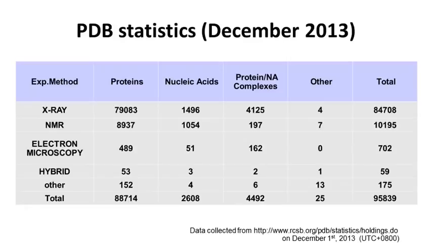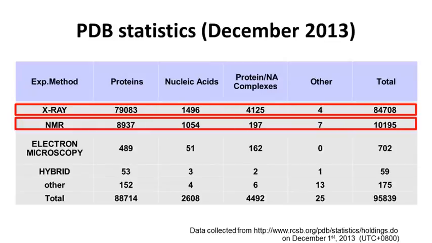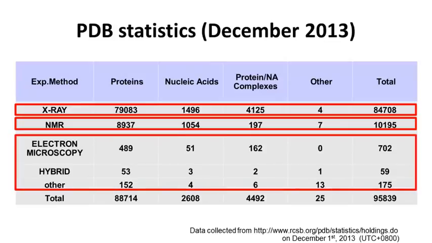As of December 2013, PDB contains about 85,000 X-ray structures, including 80,000 protein structures, 1,500 nucleic acid structures, and over 4,000 protein nucleic acid complexes. PDB also contains over 10,000 NMR structures, including 9,000 protein structures, 1,000 nucleic acid structures, about 200 nucleic acid and protein complexes. There are also about 1,000 structures determined by electron microscopy or other technologies.